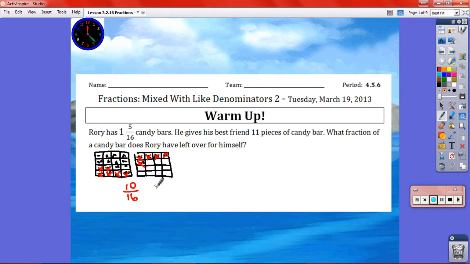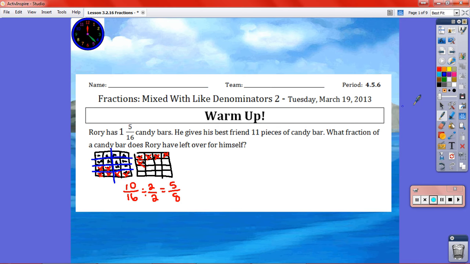Which is still more than half of a candy bar, but he's pretty generous. Now, we can simplify this because they're both even. We can divide by 2. 10 divided by 2 is 5, and 16 divided by 2 is 8. 5/8, and I can show that on my picture. Let's put it in blue by splitting it like this. So now there are 1, 2, 3, 4, 5, 6, 7, 8 pieces total, and 1, 2, 3, 4, 5 of them are filled in, 5/8.